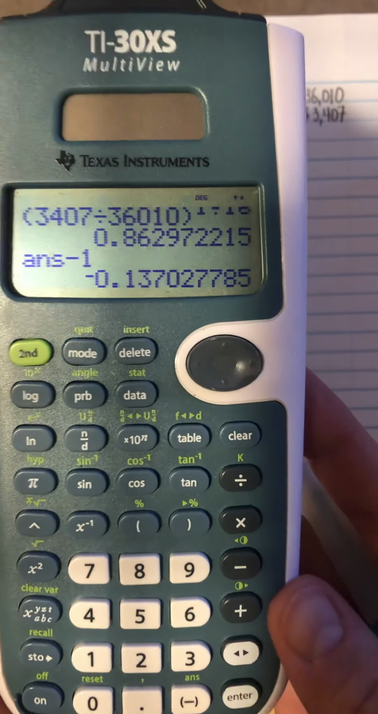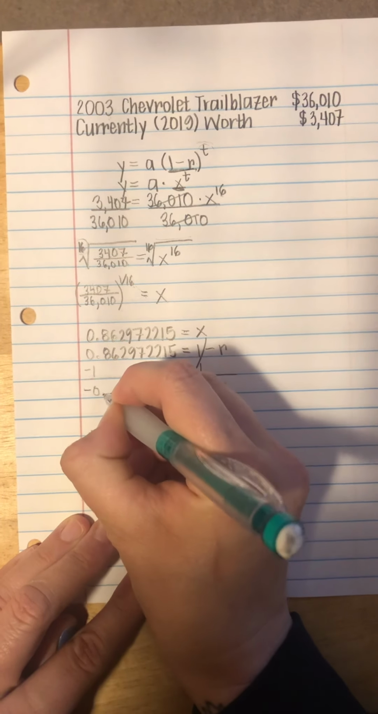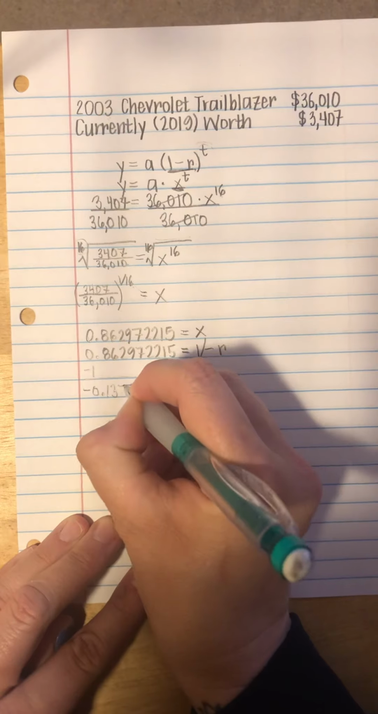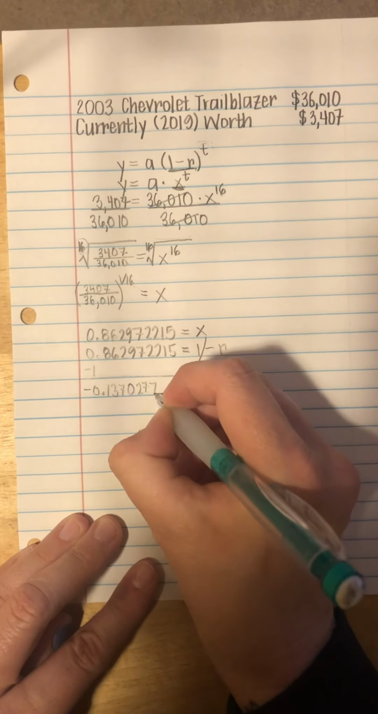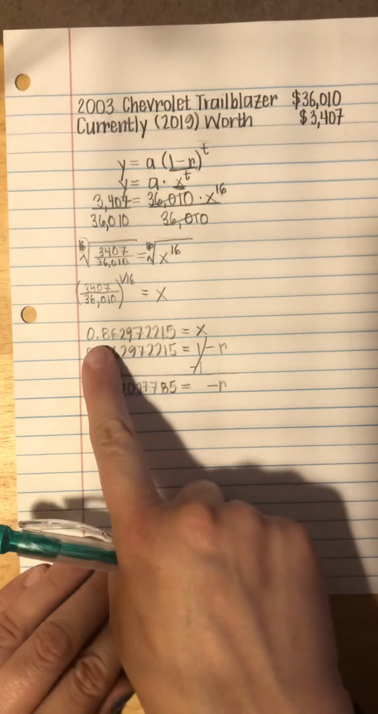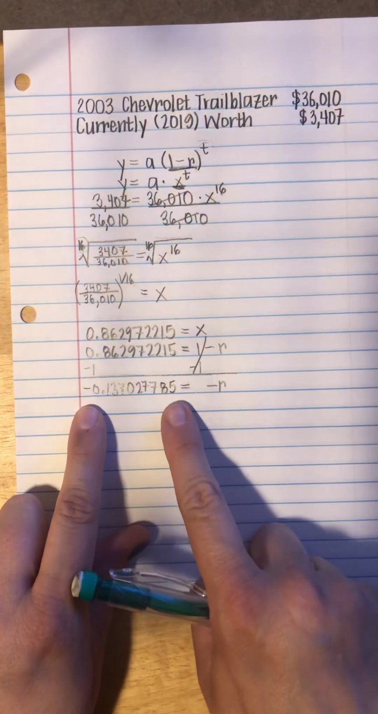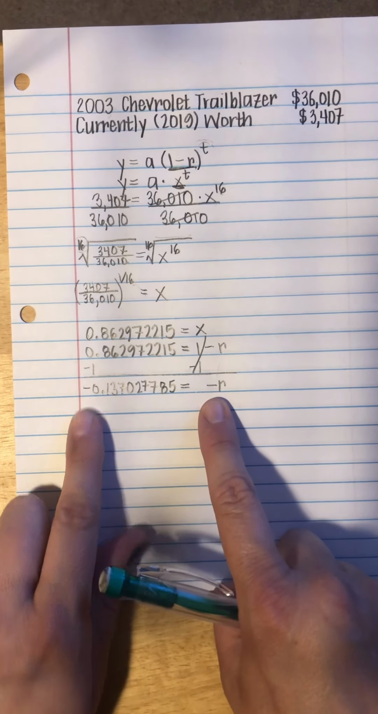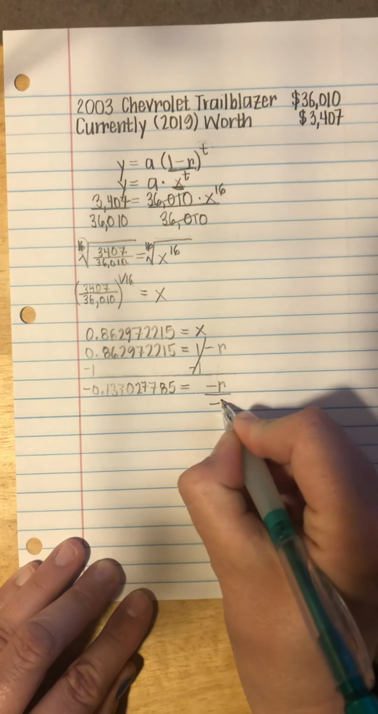Look what I got. Got another crazy decimal, so let me write this down. Negative 0.137027785. Is everybody with me so far? So we had that decimal. We took the 1. We subtracted it from both sides. Here's what we have. We're trying to solve for r. So I need to get rid of the negative sign. That means I'm going to divide both sides by -1.